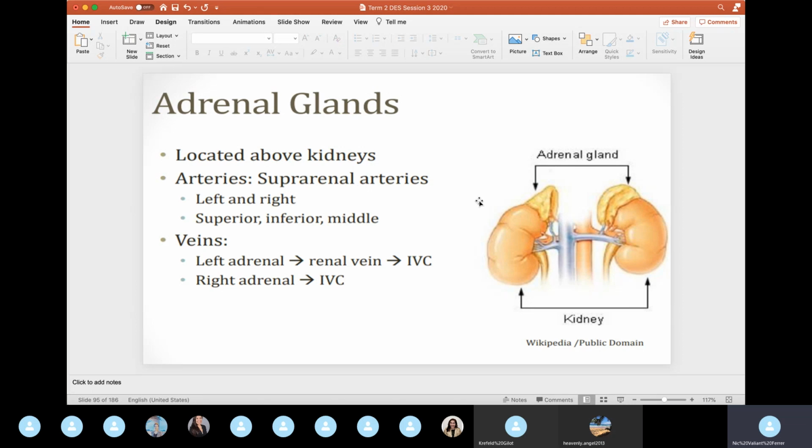Adrenal glands, you can find this above the kidneys. Arteries, of course, suprarenal arteries. Veins, you can have that one question. Which is longer, left renal vein or the right renal vein? A longer route of the blood. Left. Why? Because they go through the renal vein, then to the IVC. Yes, excellent. Have you heard about Nutcracker syndrome? Not yet. Okay, so probably that's for next module. But never mind.